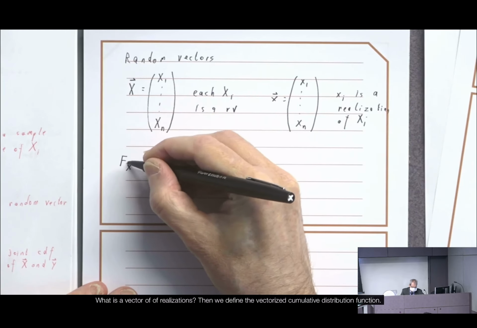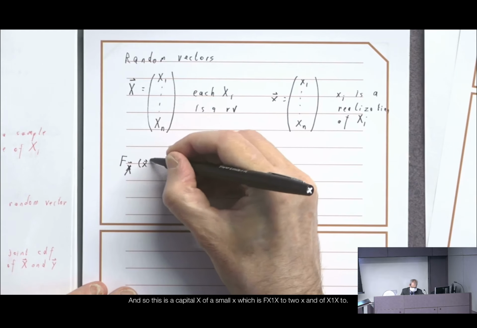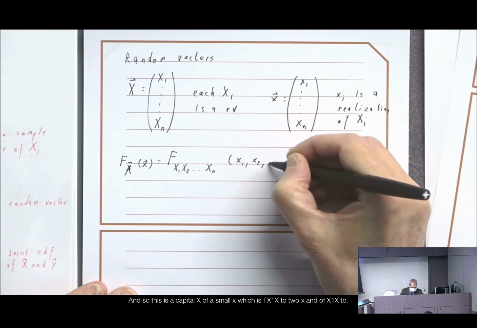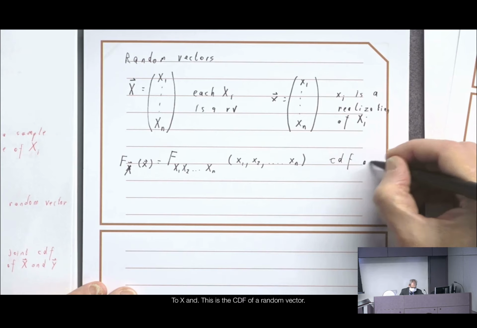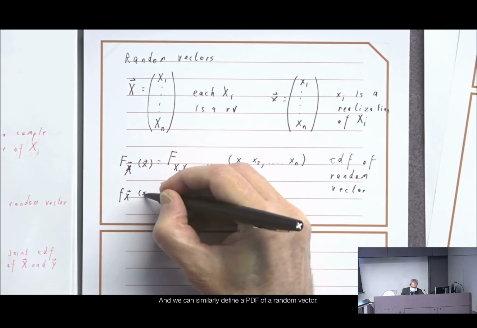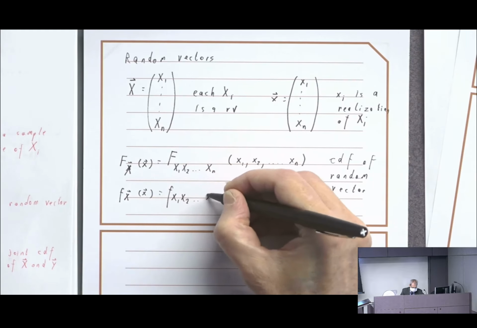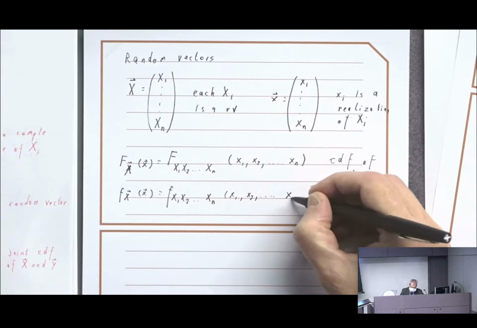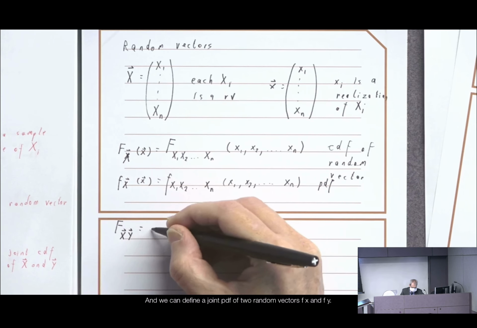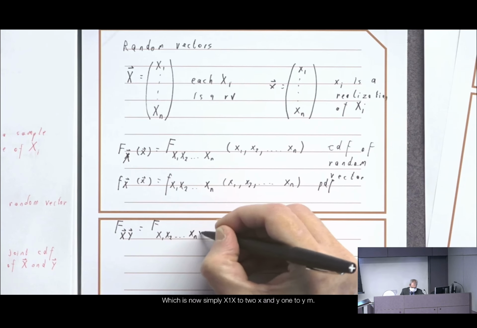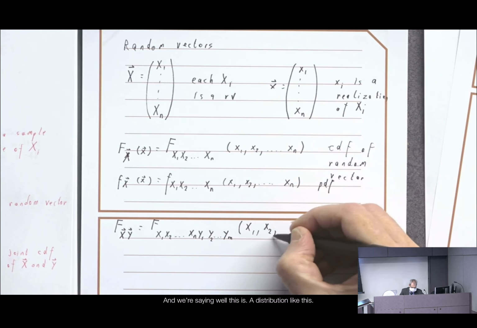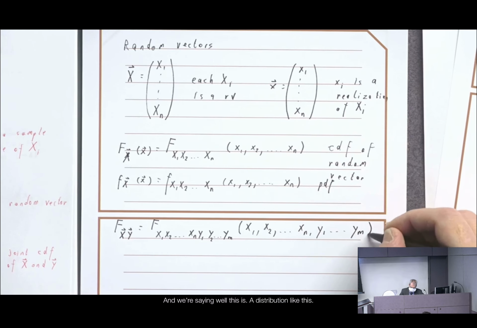Then we define the vectorized cumulative distribution function. This is F_X of a small x, which is F_x1,x2 to xn of x1, x2 to xn. This is the CDF of a random vector. And we can similarly define a PDF of a random vector. And we can define a joint PDF of two random vectors, X and Y, which is now simply x1, x2 to xn, y1 to ym. So basically just stacking the two vectors on top of each other, and we're saying, well, this is a distribution like this.